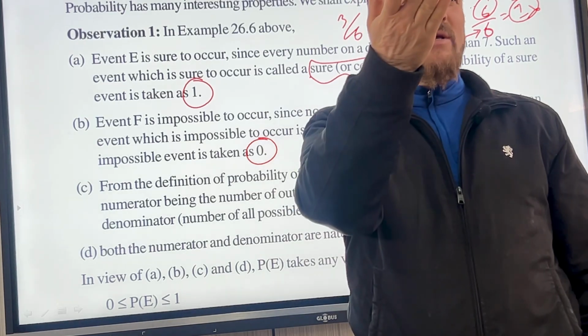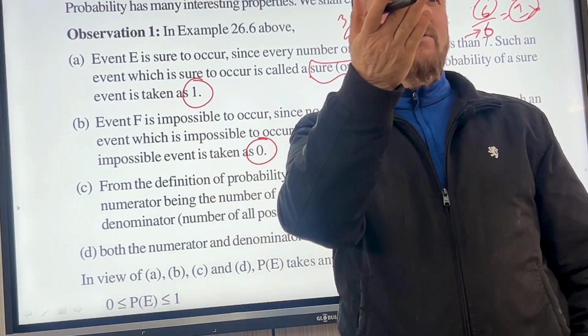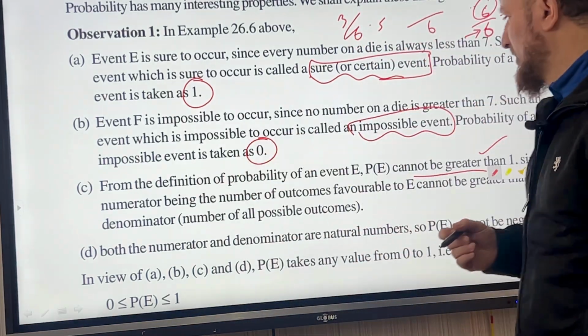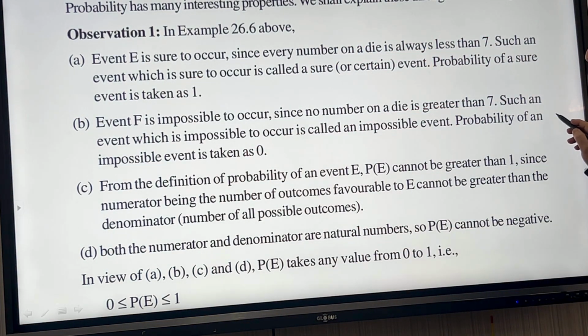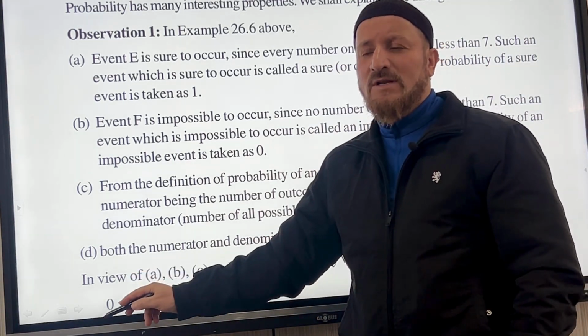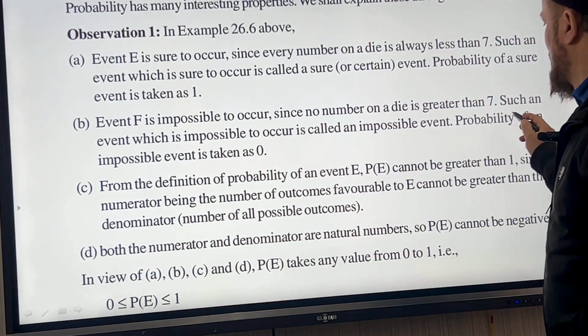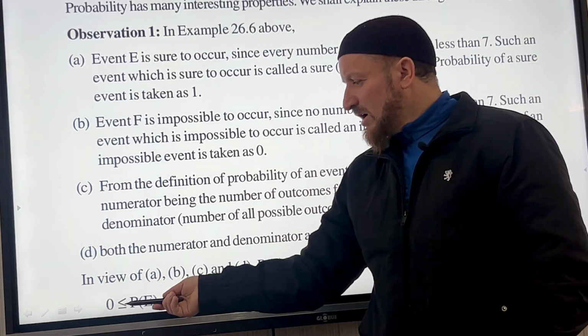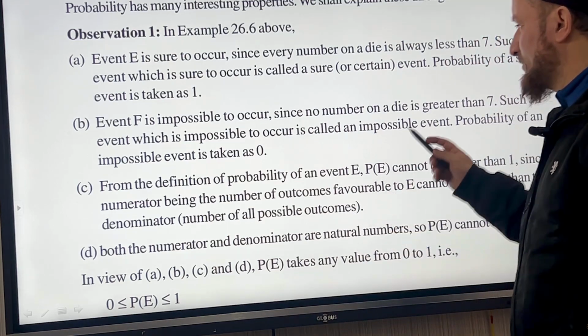ये बात समझ आ रही है आपको या नहीं? You should concentrate now on what I am saying. If you don't understand, then you can ask me. So that means probability of any event E has to be between 0 and 1, right? It can be equal to 1 or less than 1, equal to 0 or greater than 0, right?